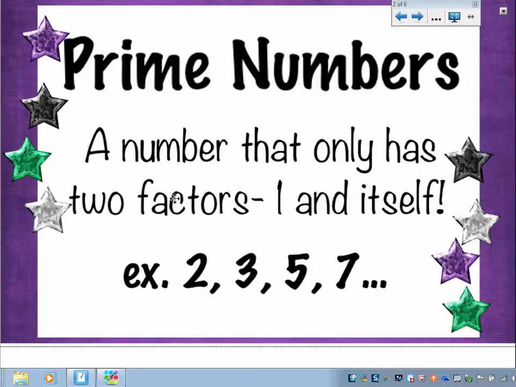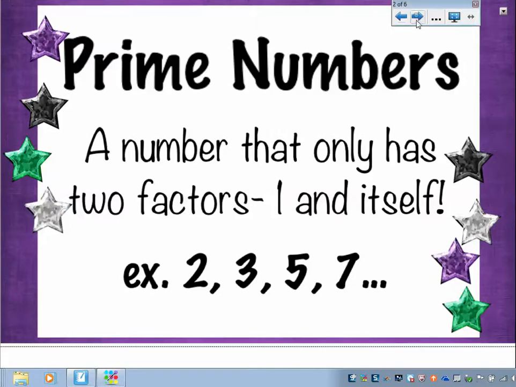Now, this word factors we'll look at in just a second, but a number that has only two factors, one and itself. So for example, some prime numbers are 2, 3, 5, 7, and there are a lot more of those as well. They go on forever, infinity. But if you think about it, a factor of 2, well, what are some numbers that multiply together to get 2? Well, 1 times 2, that's it. 1 times 3, that's the only thing. 1 times 5, 1 times 7, that's it. You notice it only has two factors, 1 and itself. Nothing else will multiply together to give you 3. No other whole number. Alright?